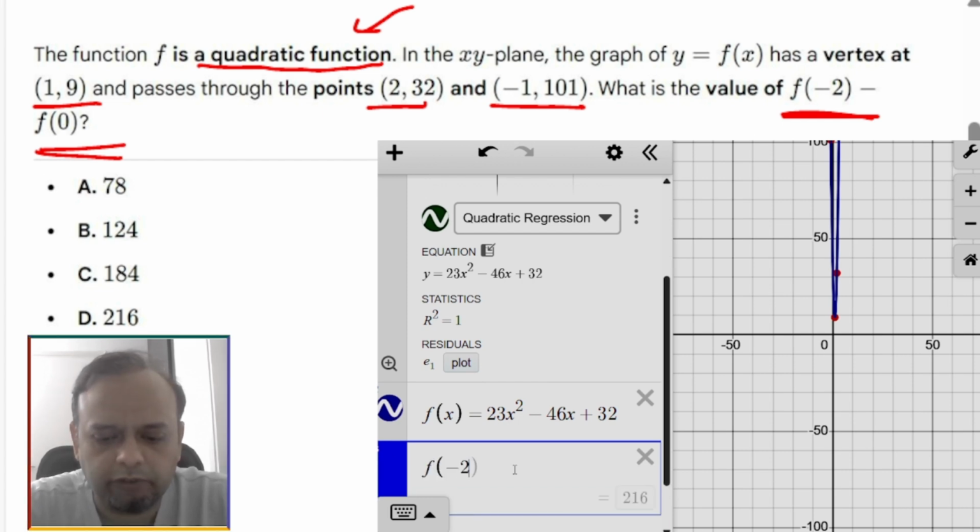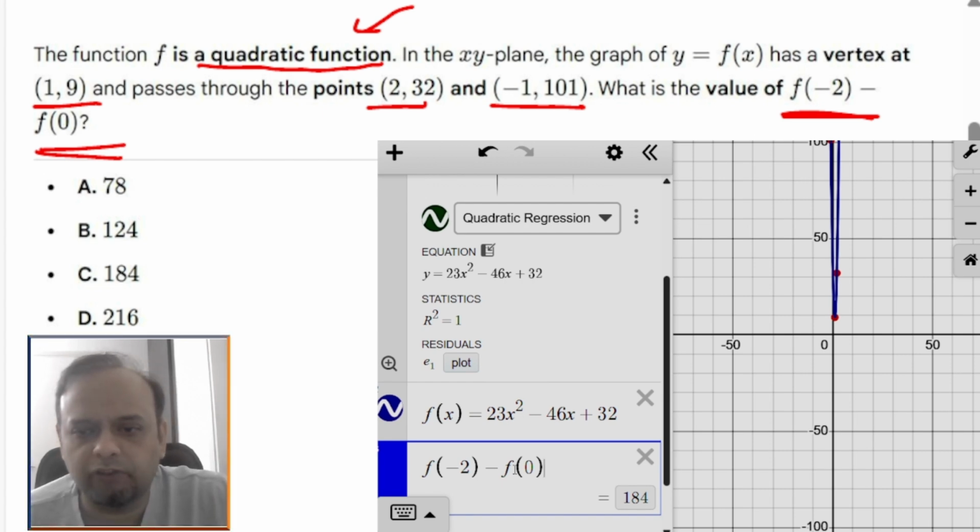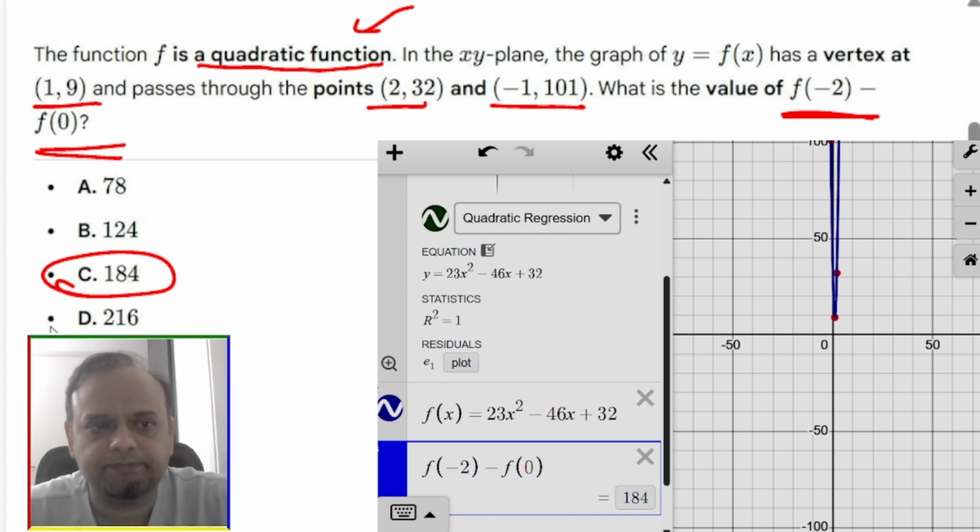So we need to figure out f of negative 2 minus f of 0. Let's see. It tells me it's 184. That matches with option C, and that is indeed the right answer.